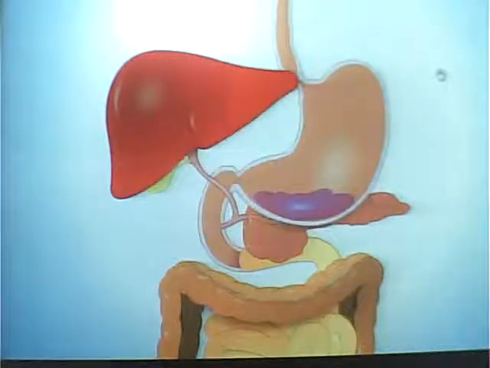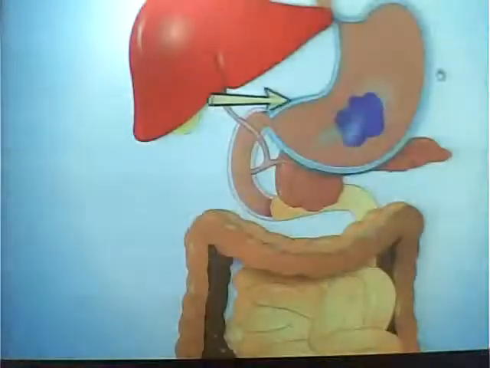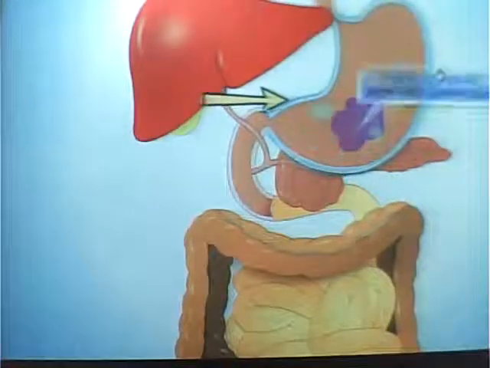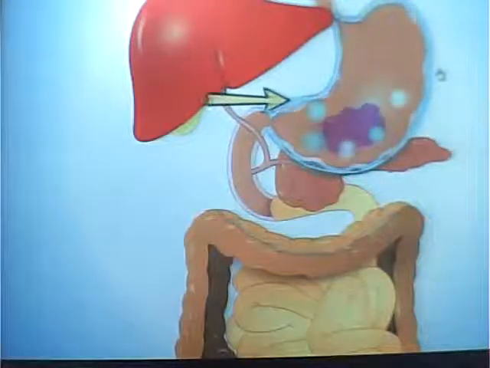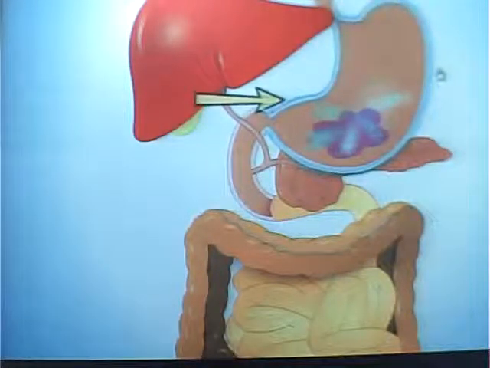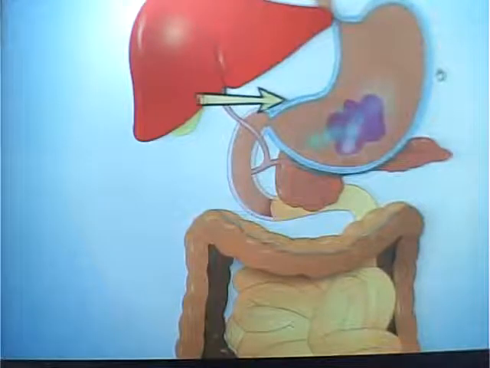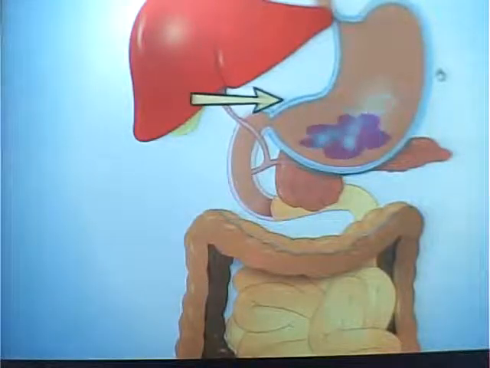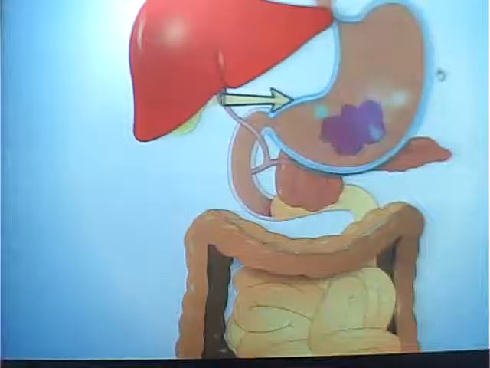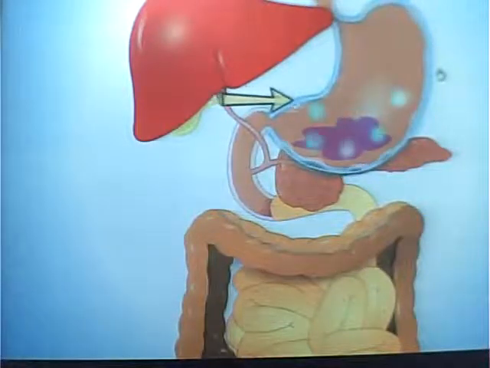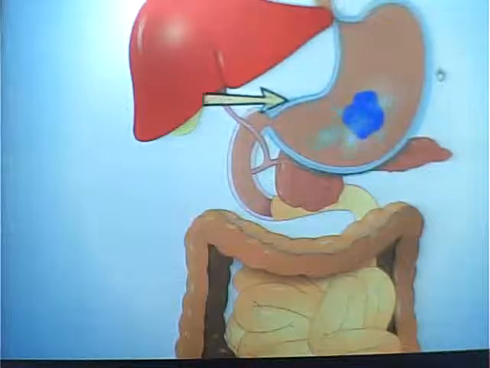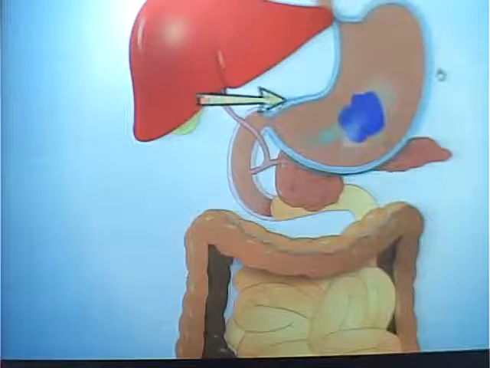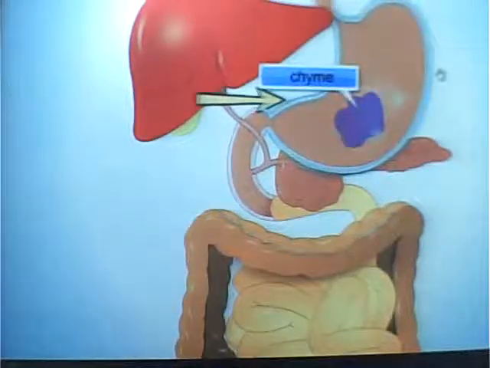Hydrochloric acid kills many harmful bacteria that enter with the food and makes the medium in the stomach acidic. The mucus protects the lining of the stomach. In the acidic medium, pepsin digests the proteins in the food to form simple soluble substances called peptones. Consequently, the food gets converted into a partially digested semi-solid food called chyme. The chyme leaves the stomach and enters the small intestine.